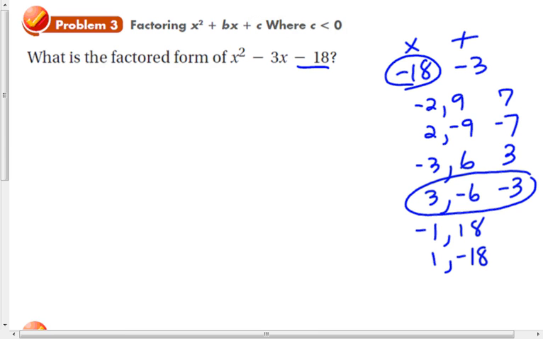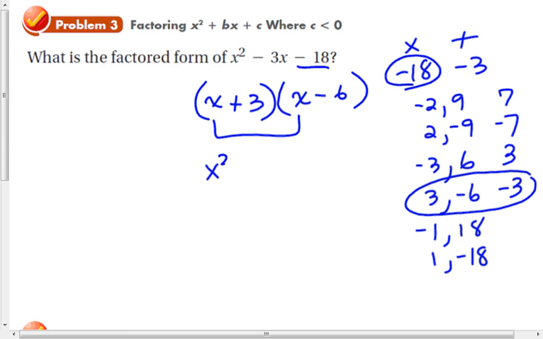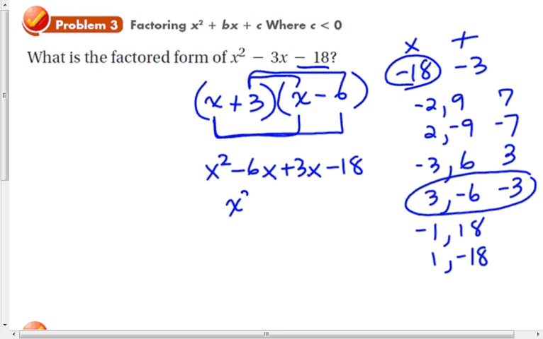So now I'm going to write my factors as x plus 3 and x minus 6. Then I'm just going to check my work. X times x is x squared. X times -6 is -6x. 3 times x is 3x. And 3 times -6 is -18. And if I add -6x plus 3x, I get -3x minus 18. So that checks. All right, you try that.